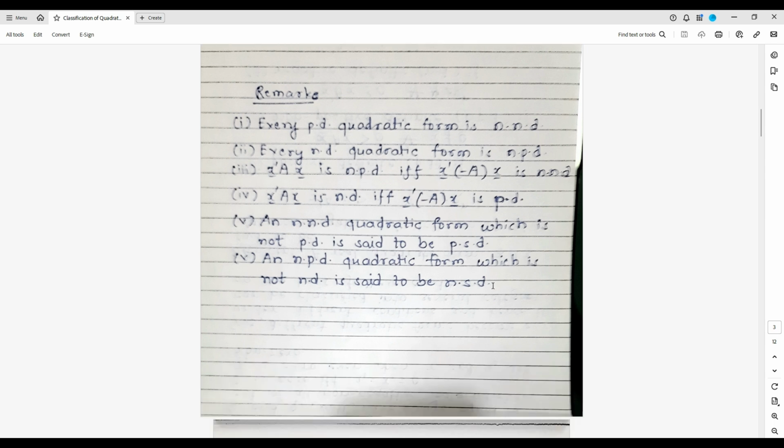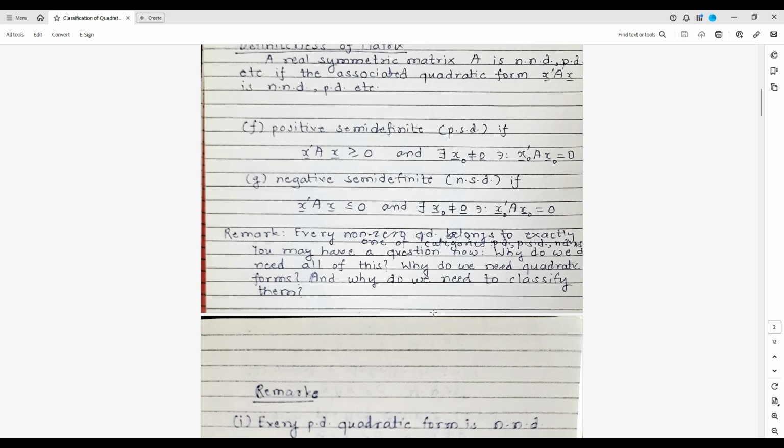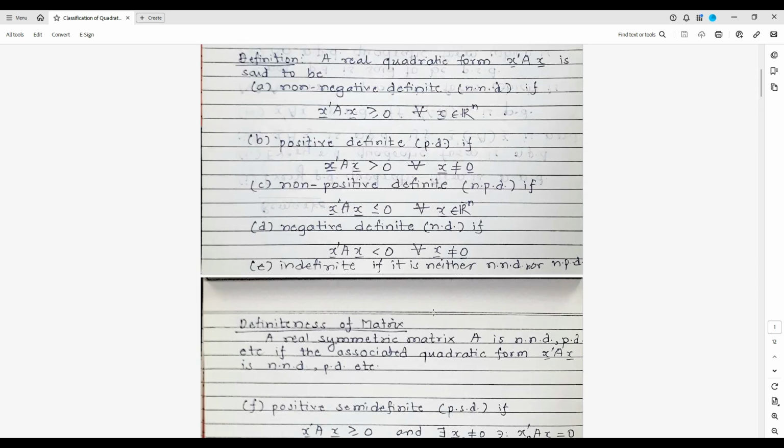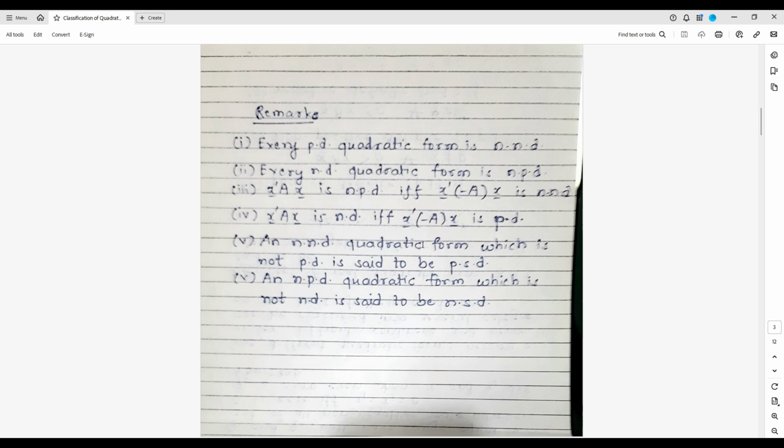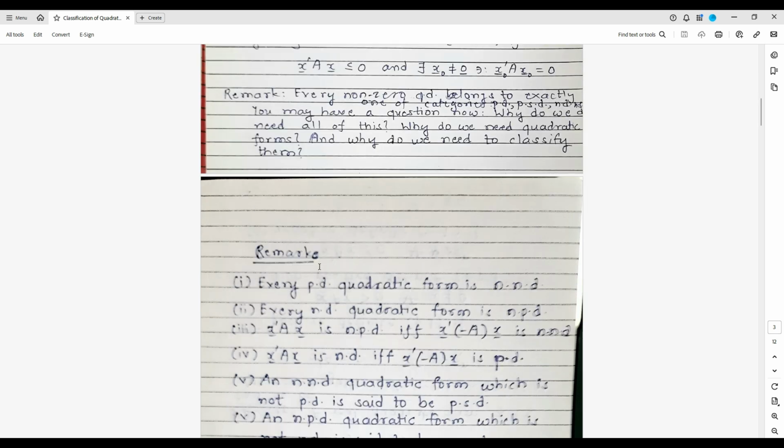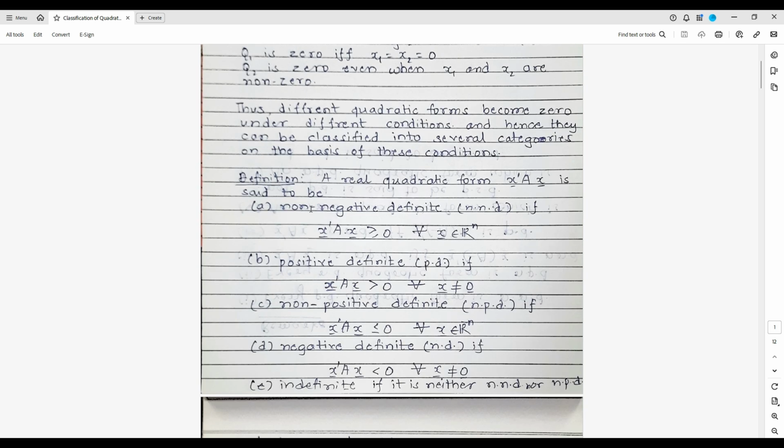Then the next remark is that a non-negative definite quadratic form which is not positive definite is said to be positive semi-definite. Now let us try to understand this. A non-negative definite quadratic form means, here comes the definition, x prime Ax is greater than or equal to 0 for every x in Rn. But it is not positive definite. So we have a quadratic form which is non-negative definite but it is not positive definite.